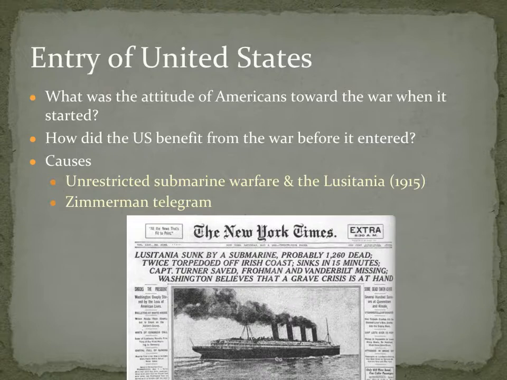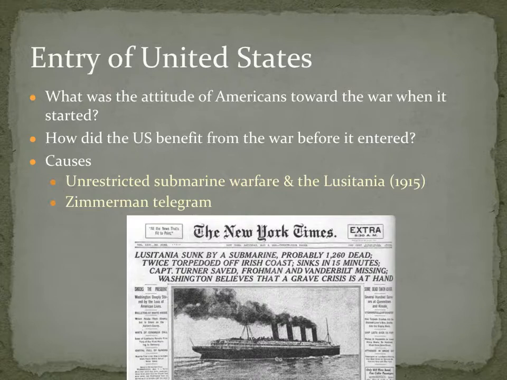In 1915, the German U-boats torpedoed a ship called the Lusitania, which was mostly a passenger ship, but did have cargo on it as well. And on the Lusitania were about 100 Americans who died as a result of the attack of this ship.